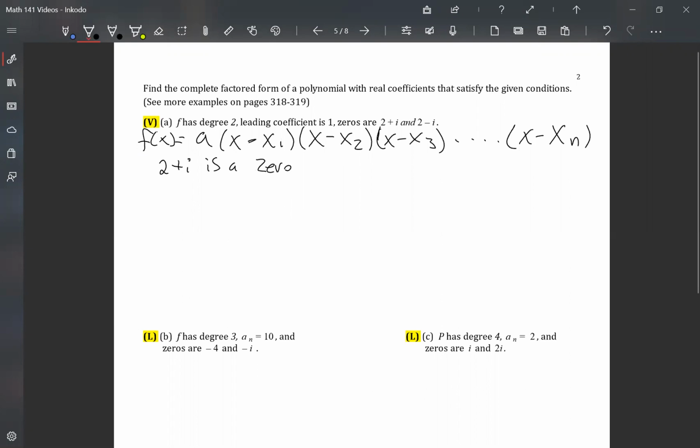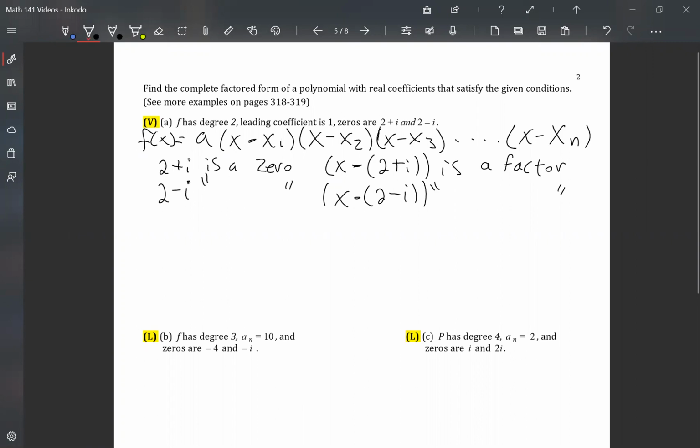So we can start with the fact that 2 plus i is a zero. What that tells us is that x minus (2 plus i) must be a factor. Just like I had above, x minus the zero makes the factor. Similarly, 2 minus i is a zero, which gives us x minus (2 minus i) as a factor. Keep in mind that any imaginary zero is going to come in pairs. That's why we have 2 plus i and 2 minus i.